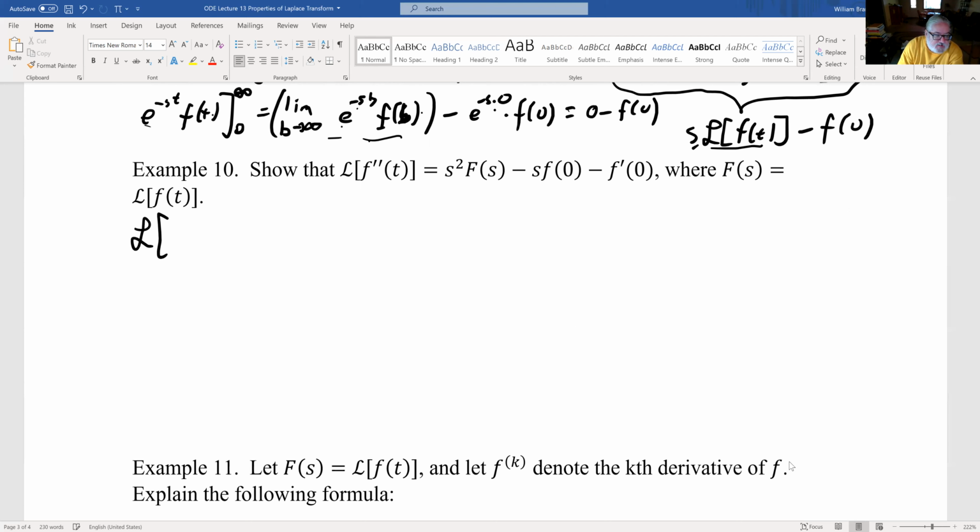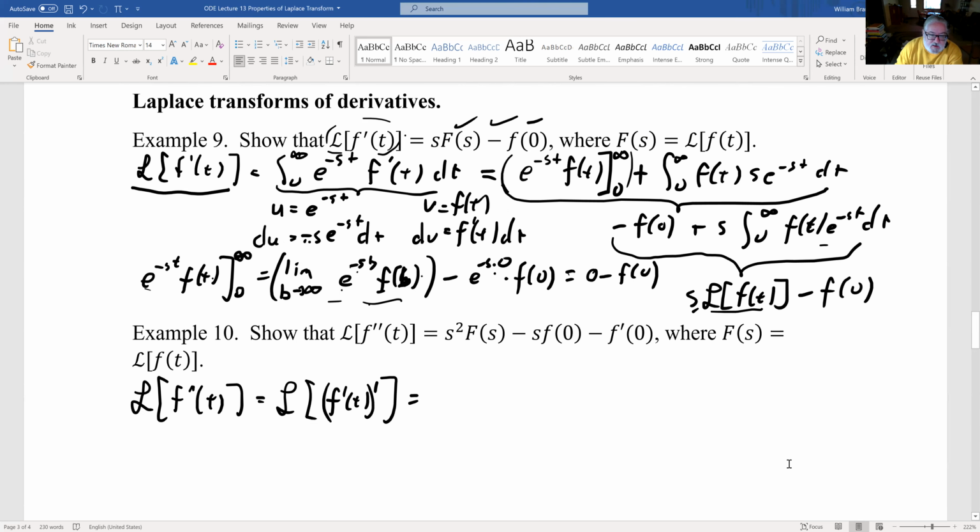Laplace transform of the second derivative is the Laplace transform... Well, you have to remember that the second derivative is the derivative of the first derivative. And we just figured out a formula for Laplace transforms of a derivative. So this is going to be s times the Laplace transform of f prime of t minus f prime of 0.